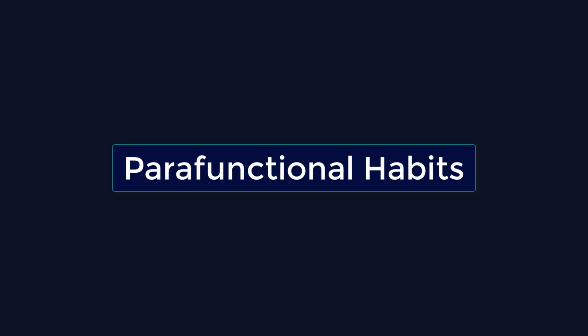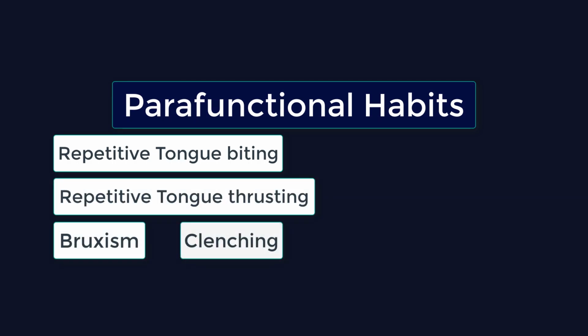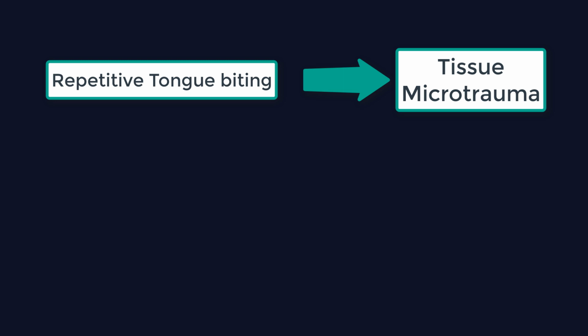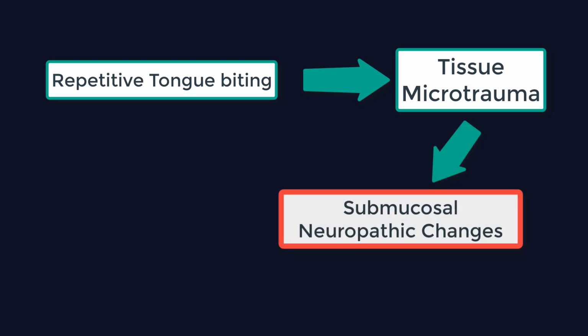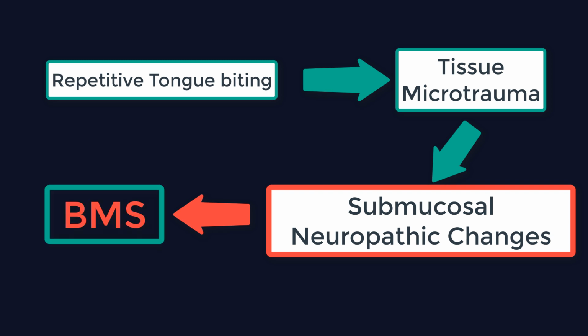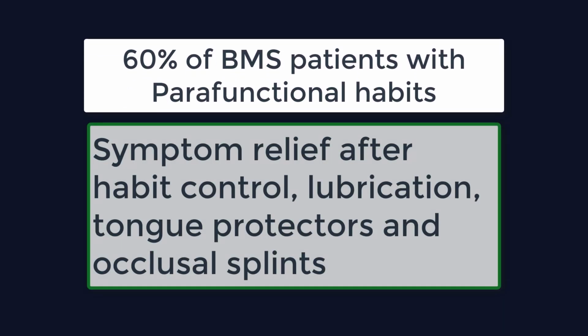The very first association to consider is parafunctional habits. Now, some of these habits include tongue biting, tongue thrusting, bruxism, clenching, and biting of other oral mucosa sites. These may or may not be consciously performed, and such repetitive biting activities, especially of the tongue, result in tissue microtrauma, and this is thought to start or perpetuate neuropathic changes submucosally and thereby predispose these patients to BMS. In one study, parafunctional habits were present in over 60% of patients with BMS, and a reduction of symptoms may occur following habit control, lubrication, and wearing tongue protectors and occlusal splints.